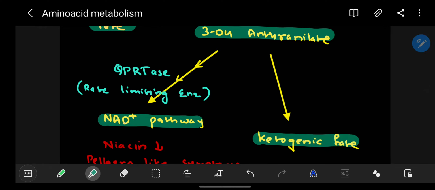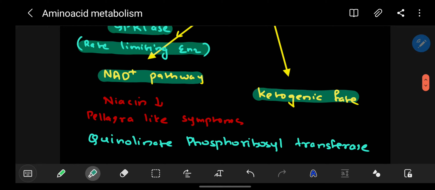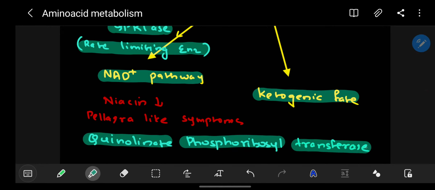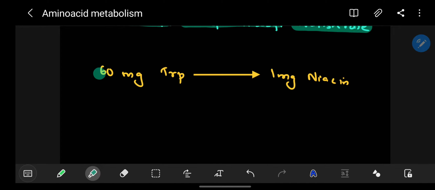So this is an anabolic phase, okay? The rate limiting enzyme for NAD plus synthesis is QPRTase. It is the rate limiting enzyme of this reaction. QPRTase is quinolinate phosphoribosyl transferase. To synthesize 1 mg niacin, we require 60 mg of tryptophan.